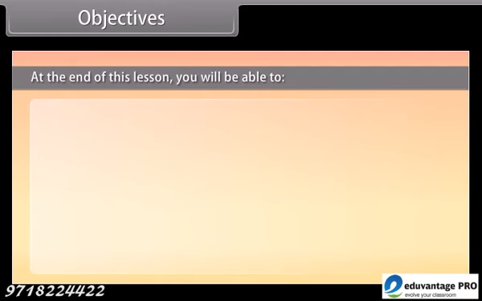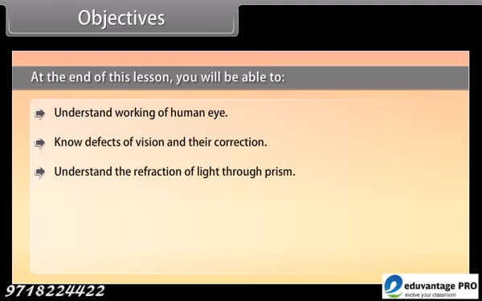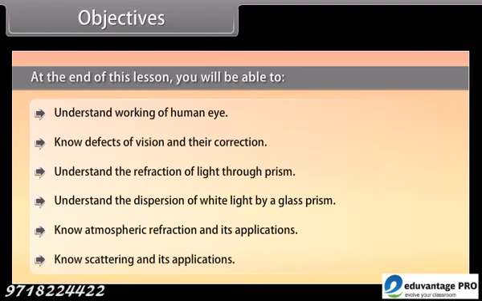At the end of this lesson, you'll be able to understand the working of the human eye, know defects of vision and their correction, understand the refraction of light through a prism, understand the dispersion of white light by a glass prism, know atmospheric refraction and its applications, and know scattering and its applications.